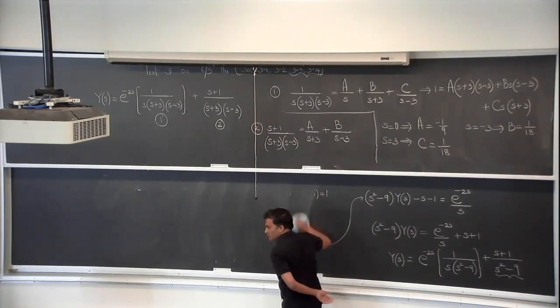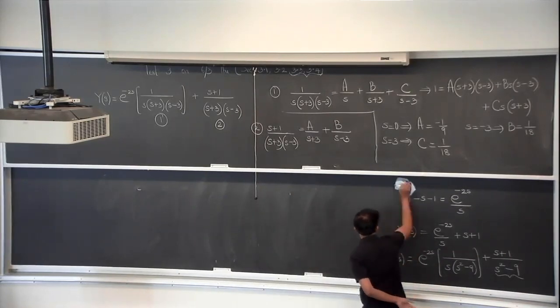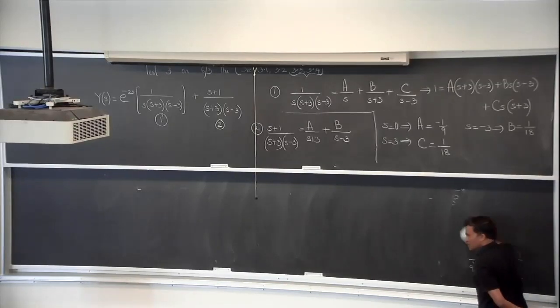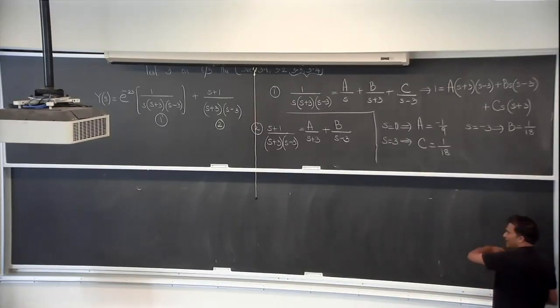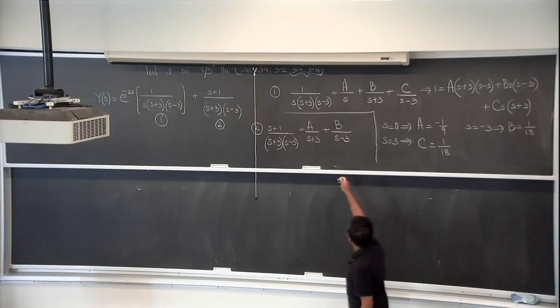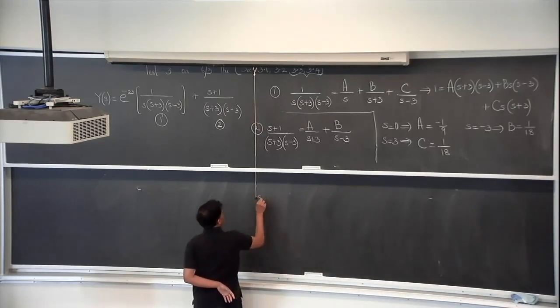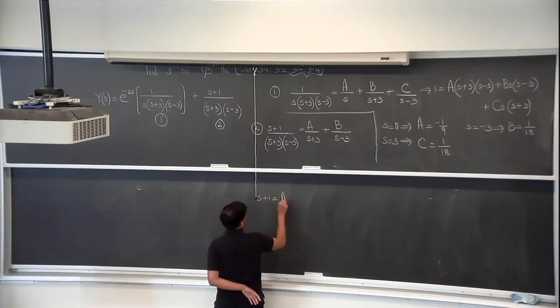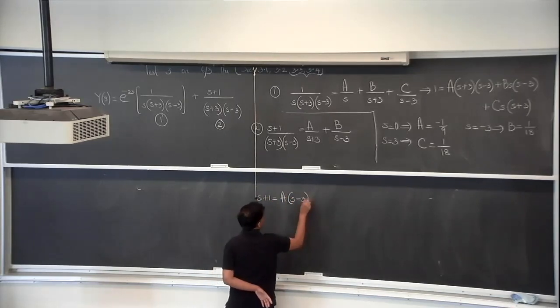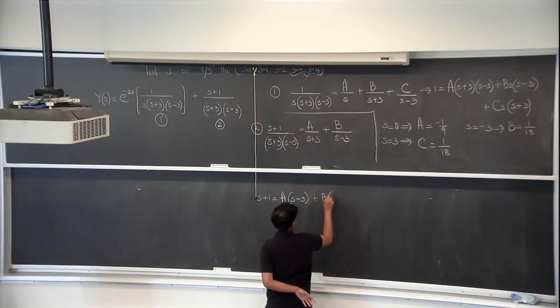And please unmute or type in the chat window if you have any questions in between. Okay, because I'm standing here, I cannot see that far. So clear the fraction again. You have s plus 1 equal to A times (s minus 3) plus B times (s plus 3).